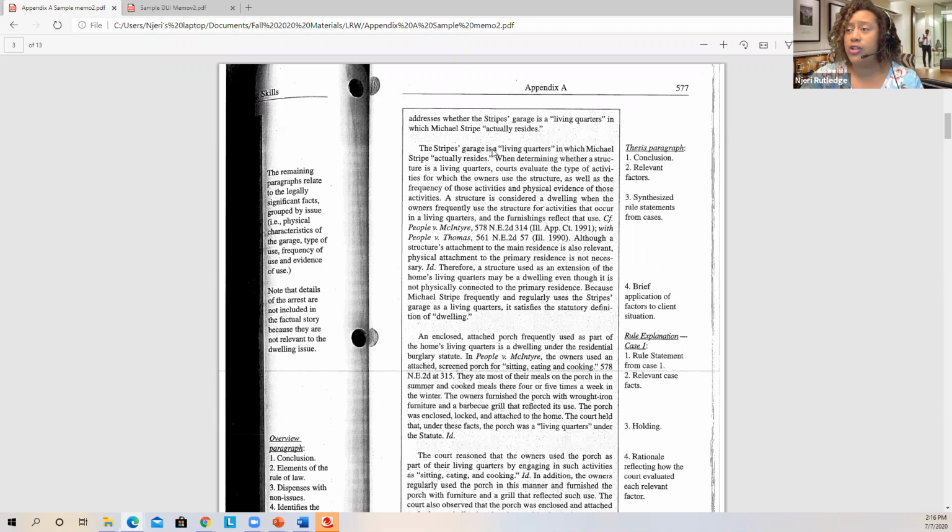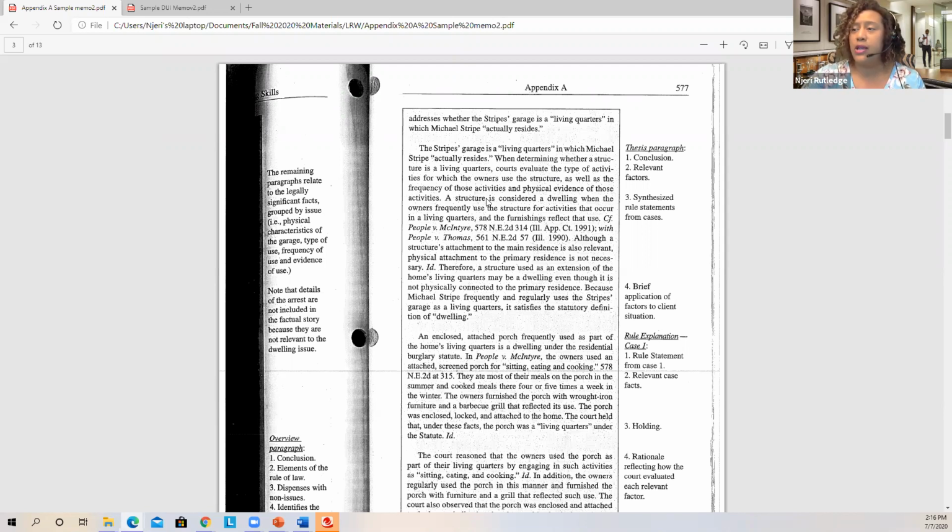The Stripes Garage is a living quarters in which Michael Stripe actually resides. There's your conclusion again. When determining whether a structure is a living quarters, courts evaluate the type of activities for which the owners use the structure, as well as the frequency of those activities and physical evidence of those activities. Those are the factors, even though they didn't say, or did they? No, they didn't say the factors the court considers. I can tell just by the way that it's written, these are the things that the court considers to determine if it's satisfied, which is the definition of factors.